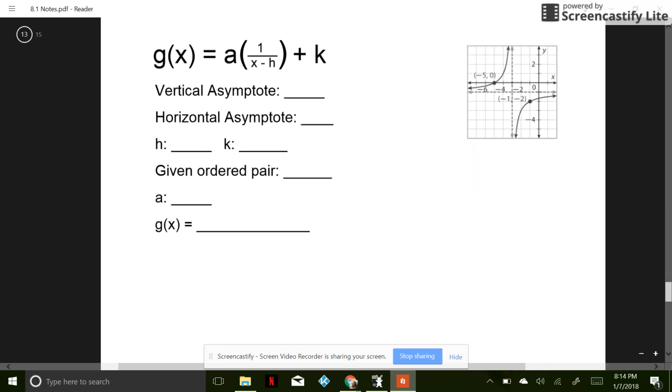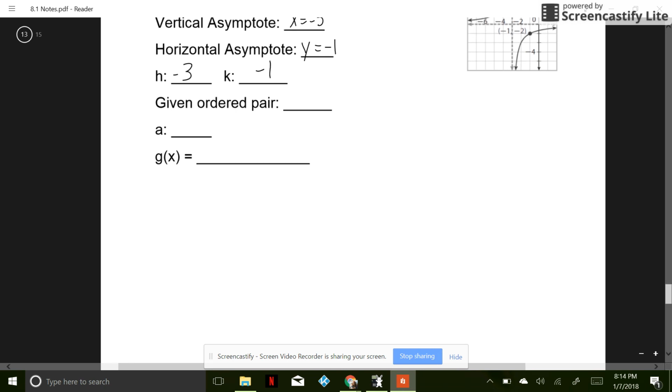Our vertical asymptote here is at negative 3. Horizontal is at negative 1. So those are our values there. We can plug those right into the equation. So we get y equals a, what we still need to find, times the quantity 1 over x plus 3 because it's a left shift, and then minus 1 for the downshift.